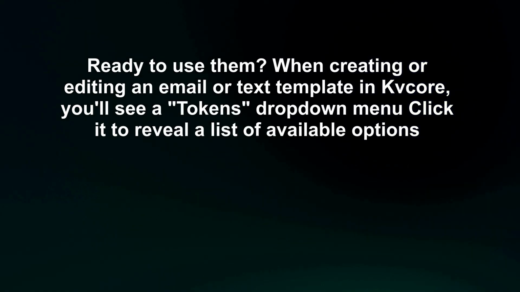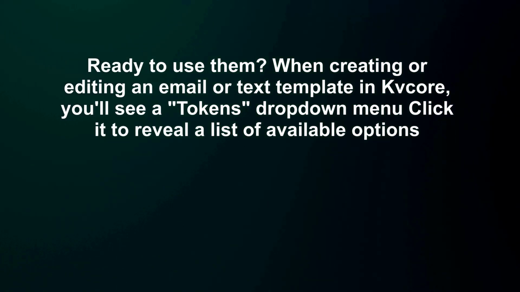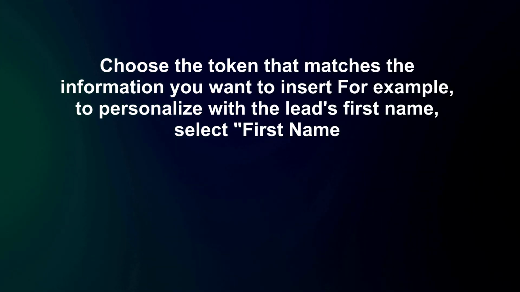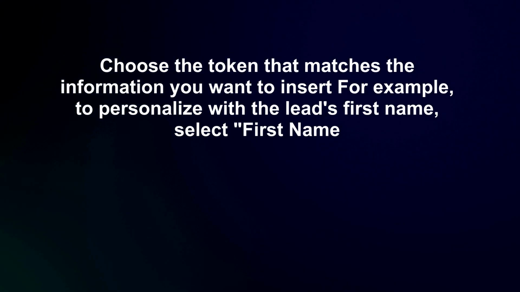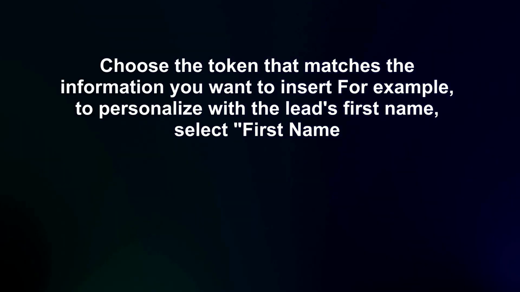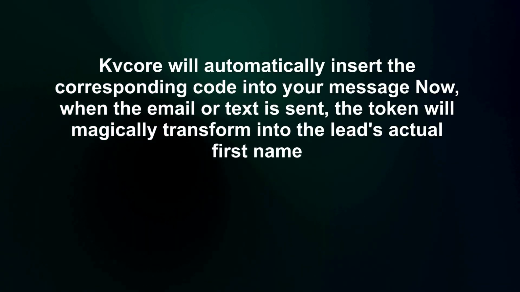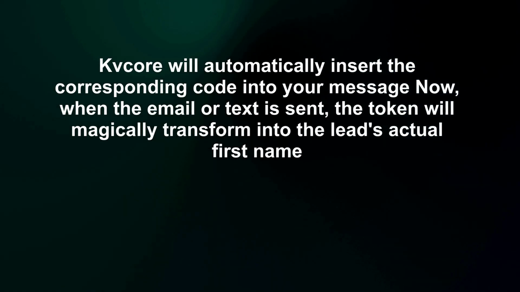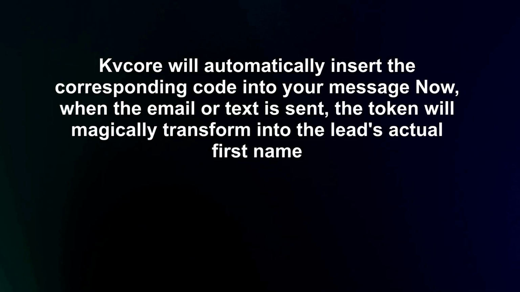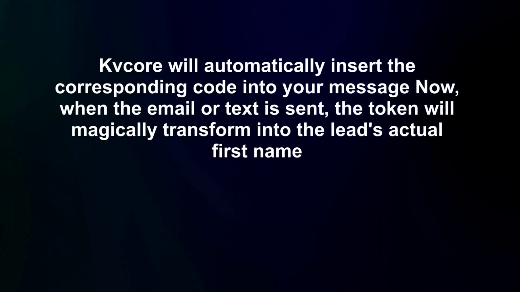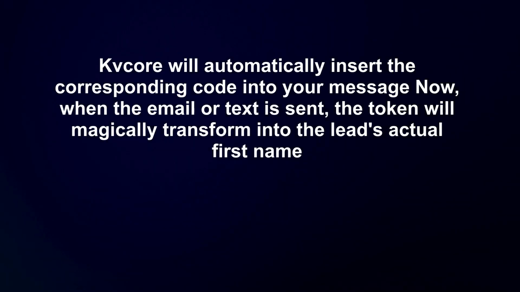You'll see a tokens drop-down menu. Click it to reveal a list of available options. Choose the token that matches the information you want to insert. For example, to personalize with the lead's first name, select first name. Kvcore will automatically insert the corresponding code into your message. Now, when the email or text is sent, the token will magically transform into the lead's actual first name.